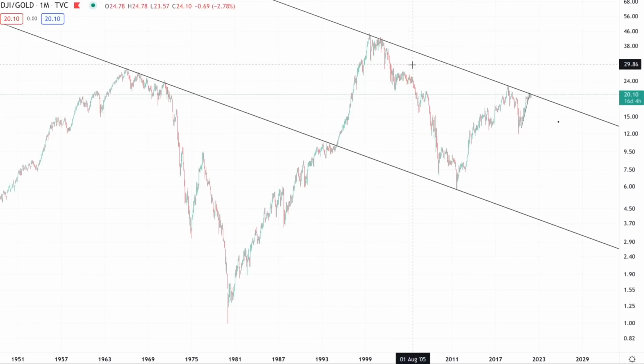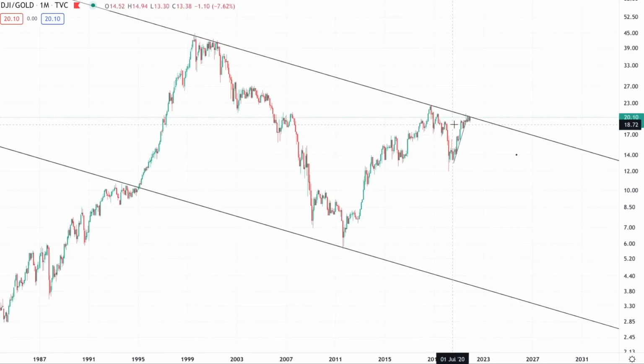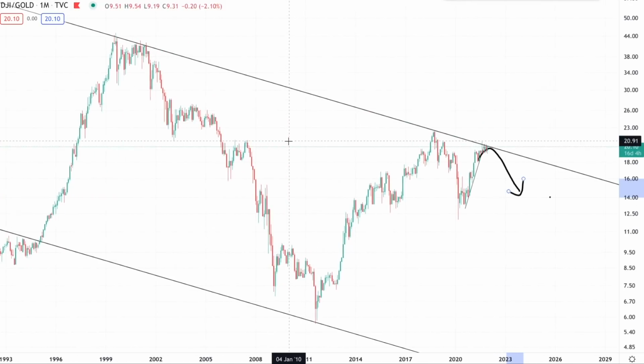So what does that exactly mean? Does that mean that we're going to be rejected here and stocks are about to crash and gold is about to go parabolic? No. Unfortunately, the financial markets are not that simple. I wish they were. But first of all, just because the ratio is moving down, let's say if we do get rejected here, it doesn't necessarily mean that stocks are going down. It could just mean that gold is moving up. And I'm going to show you examples of that.